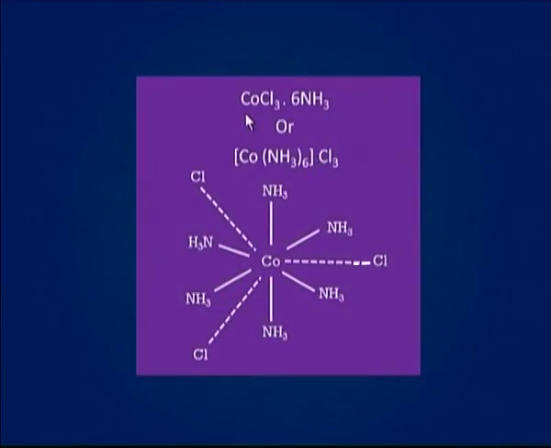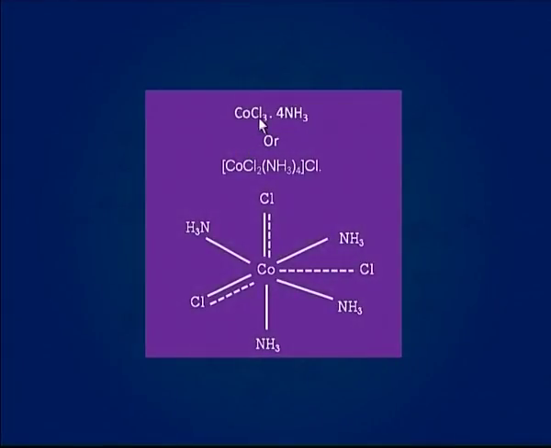Similarly, for the complex CoCl3·6NH3, the 6 ammonia molecules satisfy the secondary valency. You can see here the 6 ammonia molecules are bonded with bold lines, which means they satisfy secondary valency, and 3 Cl minus ions satisfy primary valency. The formula for the complex can be written as [Co(NH3)6]Cl3.